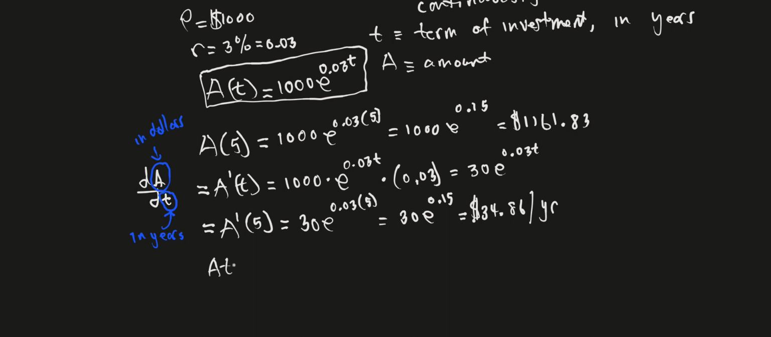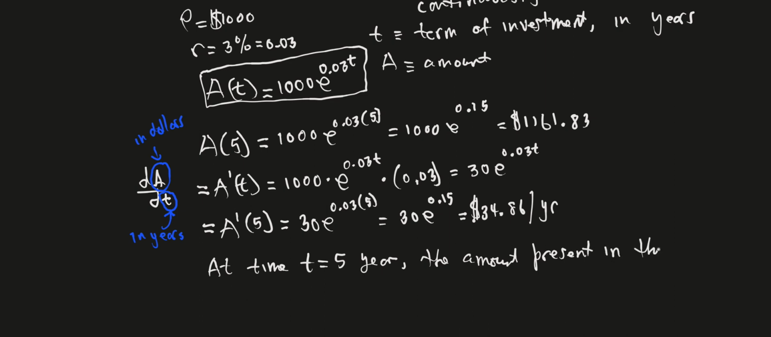So at time t equals 5 years, the amount present in this account is $1,161.83, and it is changing. That amount is changing at a rate of $34.86 per year.